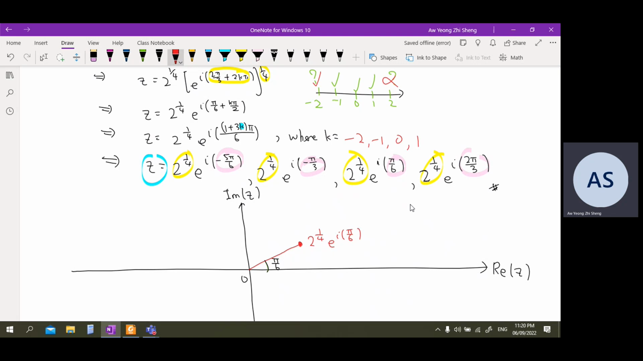Now, my next one, I will plot the 2 pi over 3. 2 pi over 3 in degrees is 120. Pi over 6 is 30. This is 30 degrees, this is 120 degrees, so they differ by 90 degrees. So you should expect to have a right angle here. It's not a must to label the right angle, but at least your diagram should appear to be an L shape.